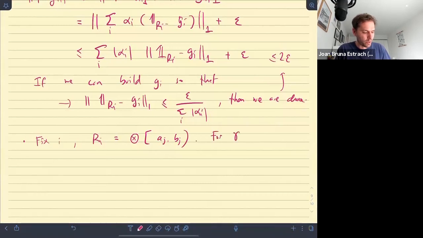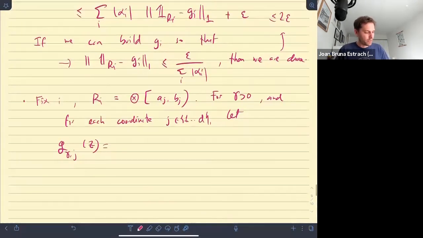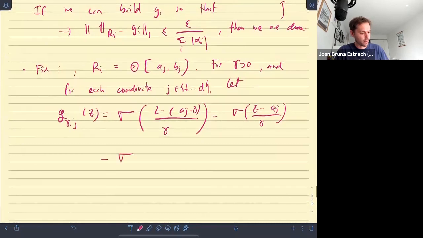Now I'm going to introduce a free parameter gamma. And then for each coordinate j in 1, 2, up to d, I consider the following: g gamma j. So it's like one little network per coordinate that is just going to be this ReLU activation function, parameterized as follows. So I add this value, I subtract this value, I subtract this value, and I add this value.